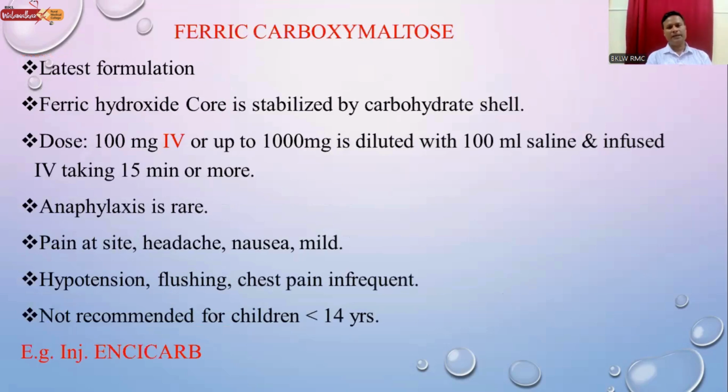Then next is ferric carboxymaltose. It is the latest parenteral iron formulation. Here the ferric hydroxide core is stabilized by a carbohydrate shell, and the dose is 100 milligram given intravenously, or up to 1000 milligram diluted with 100 ml saline. We cannot dilute it with glucose. It can be diluted only with saline and infused intravenously slowly, taking 15 minutes or more.